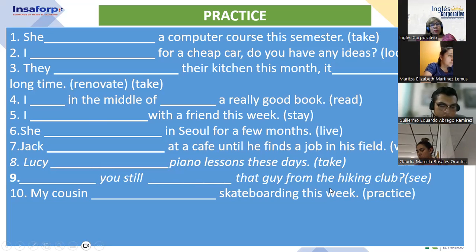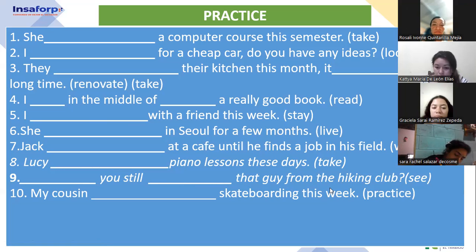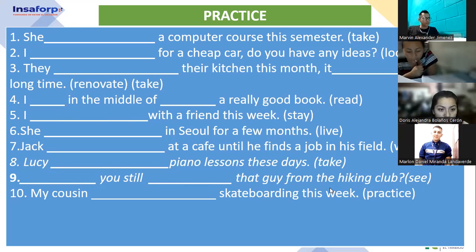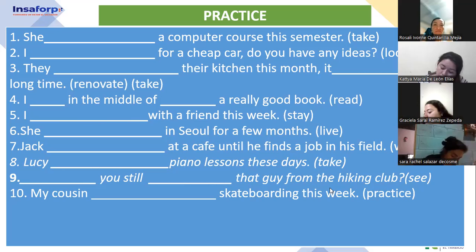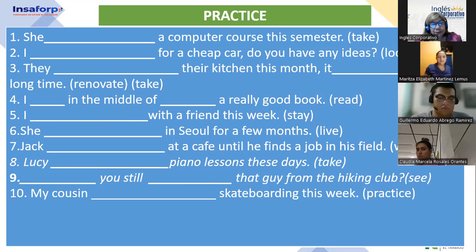Okay. The number one is going to be for Marisa. The number two for Guillermo. The number three, Claudia Marcela. Number four, Rosalie. Number five, Katy. Number six, Graciela. Number seven, Sarah. Number eight, Marvin. Number nine, Raquel. And number 10, Doris. Okay, are you ready? Number one, Maritza?